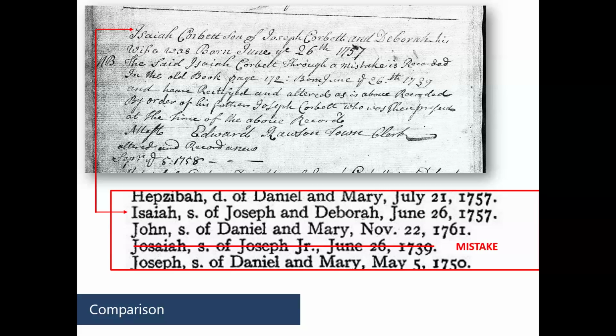So basically, when they were abstracting the records, they took the entry that was in the old book with the June 26, 1739 birth date, and they put it into the manuscript. For whatever reason, when they got to Isaiah Corbett's entry here for 1757, they didn't pull out the mistaken one. So both ended up being published, and many individuals have thought that Josiah was a misspelling of Joseph and that he was the father of Isaiah. And as we can see here, that did not turn out to be the case.